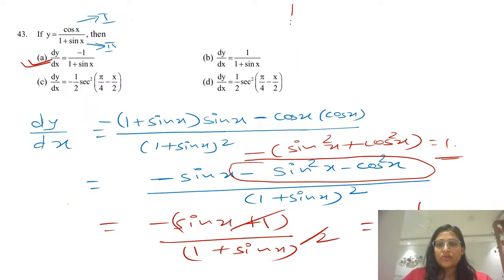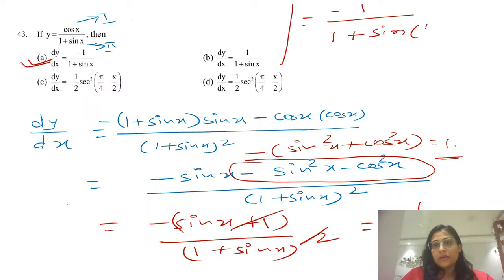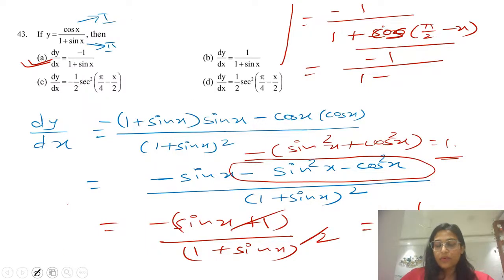Now what I can do here, I can just write this as minus of 1 divided by 1 plus sin x. 1 plus sin x, I can write this as sin pi by 2 minus cos pi by 2 minus x. This can be written further as cos of pi by 2 minus x, and minus 1 divided by 1 plus cos theta. You must be knowing the formula, right?